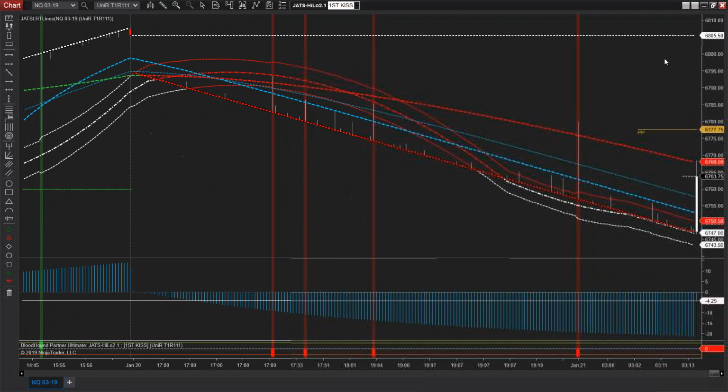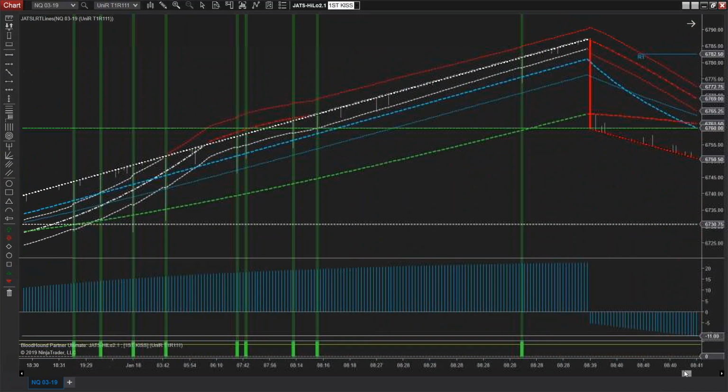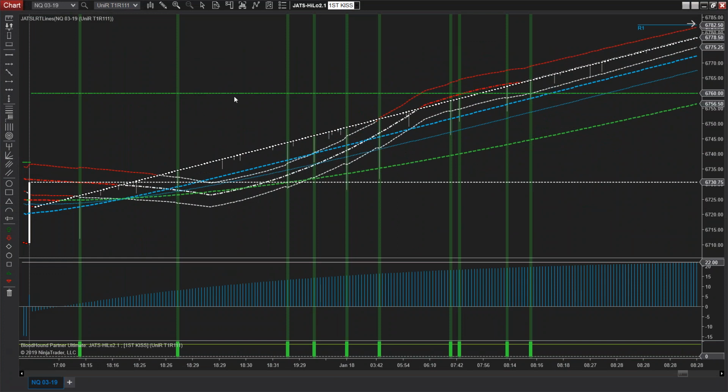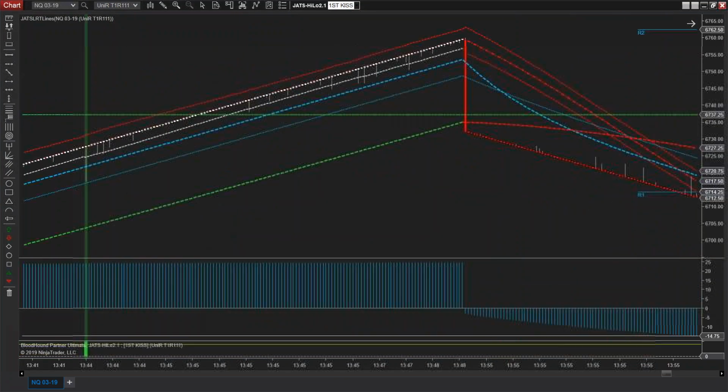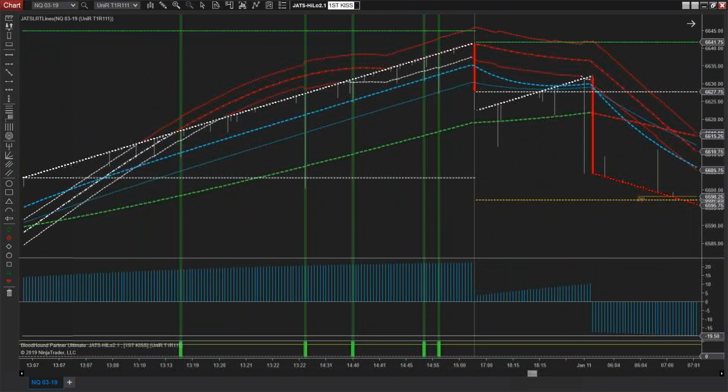We use a tick chart and set the tick chart for that amount so that you can trade long or short going in that direction.